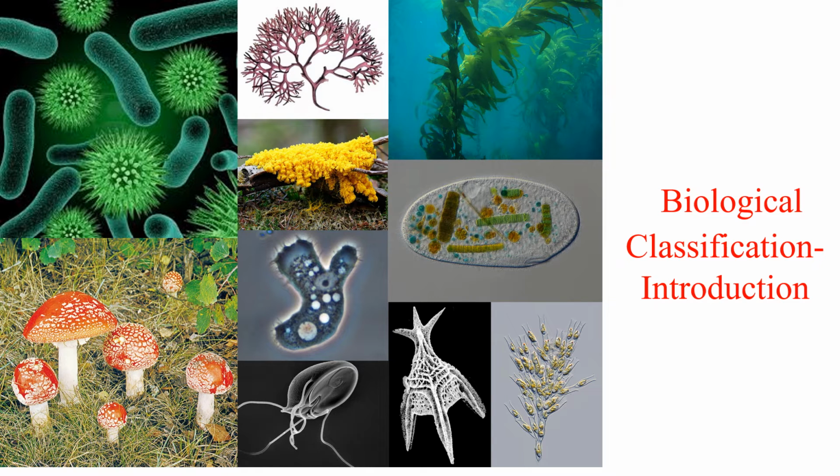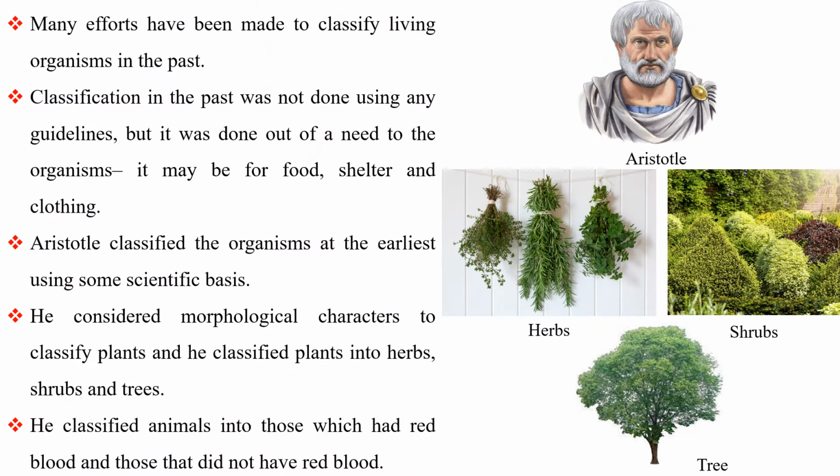Biological classification. Introduction. Many efforts have been made to classify living organisms in the past. Classification in the past was not done using any guidelines, but it was done out of a need to use the organisms. It may be for food, shelter, and clothing. Aristotle classified the organisms at the earliest using some scientific basis.